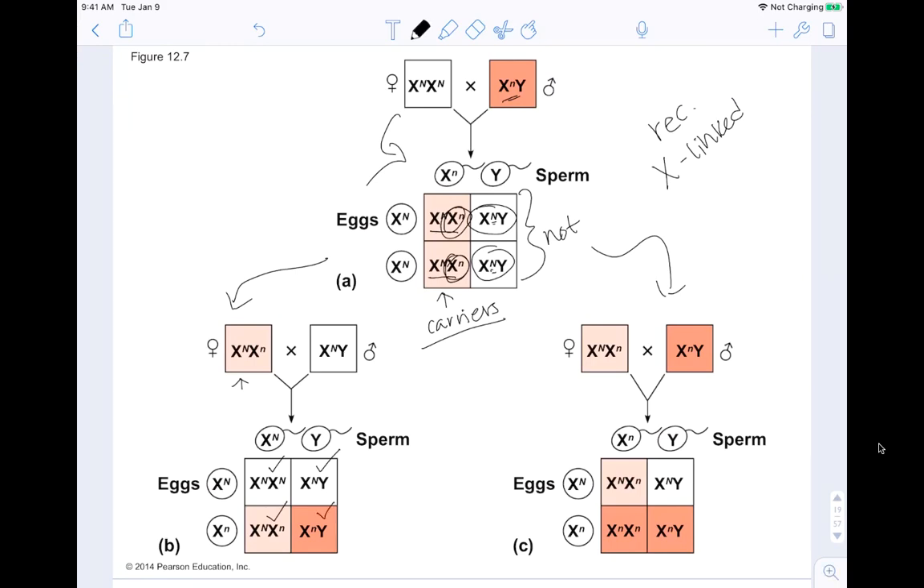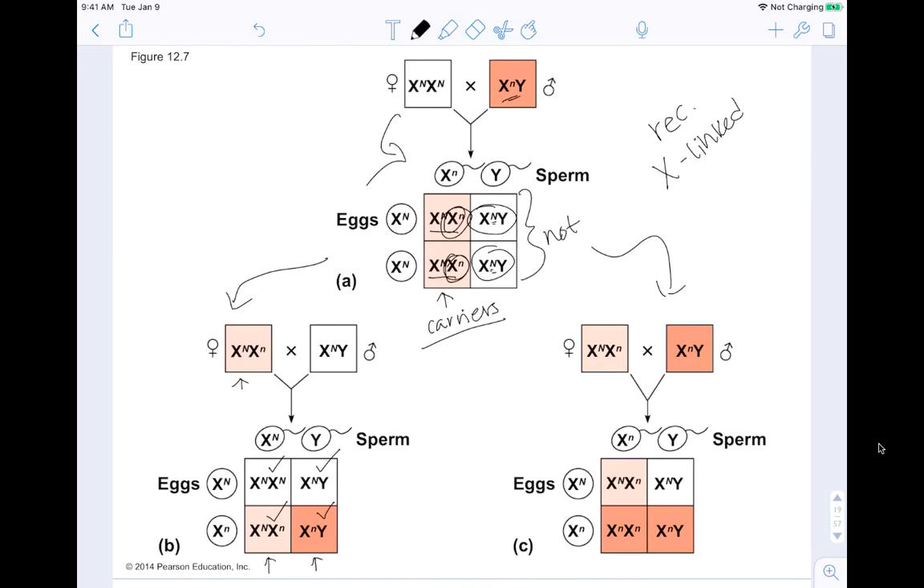White is normal, the light color is a carrier, which is only females because they have 2 X's, and for our dark colored, that is the affected individual. So also take note here that the options are out of 4, right? But really think about the sex here. There's only 2 females that are possible right here and 2 males that are possible because you have a 50-50 chance of having a son or a daughter because the sperm cell is either going to be carrying an X or a Y. 2 options, that's a 50-50 chance.